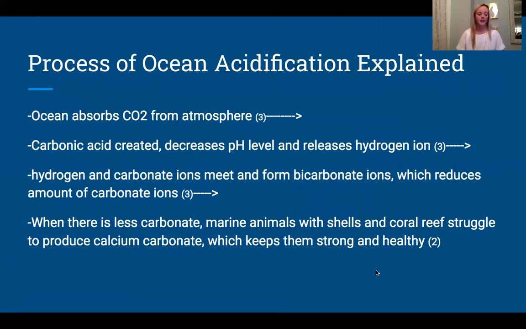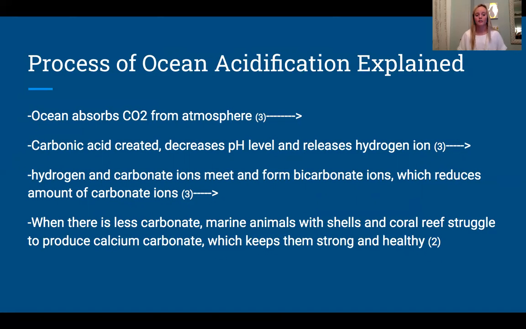So in this slide, I broke down the process of ocean acidification into steps, and I'll go through each of them. We start at the top where carbon dioxide is in the atmosphere; it can't all stay there, so some of it is absorbed into the ocean. When the carbon dioxide and the ocean mix, that's what creates carbonic acid. It decreases the pH level of the ocean, and when that carbonic acid is created, it releases hydrogen ions.